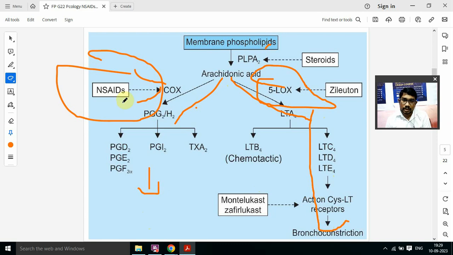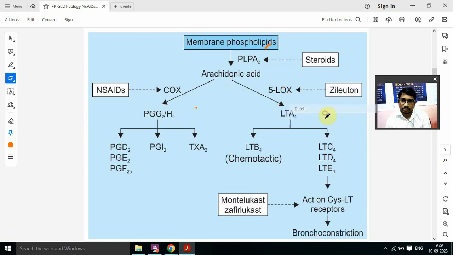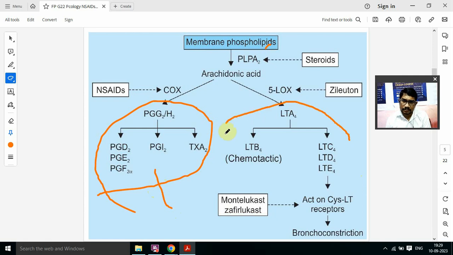Okay? So drugs which block this pathway, they are used as analgesic, antipyretic and anti-inflammatory. Drugs which block this pathway, they are useful in asthma. So drugs which block this COX pathway, they are analgesic, antipyretic and NSAIDs. Okay? Drugs that block this pathway are known as anti-asthmatic drugs.